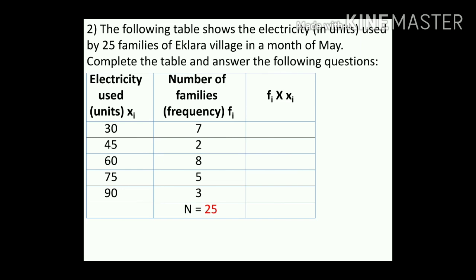In the third column, children, fi xi. We have to multiply. We get 7 into 30, we get 210. 2 into 45, we get 90. 8 into 60, we get 480. 5 into 75, we get 375. 3 into 90, we get 270. Now we have to do the total of all these numbers. We get summation fi xi equals 1425. Okay, children. Now we have to answer the following questions.